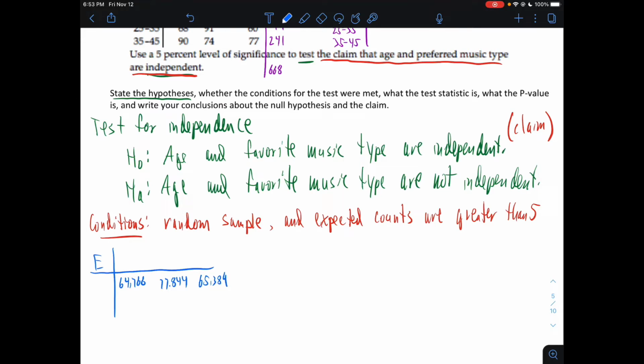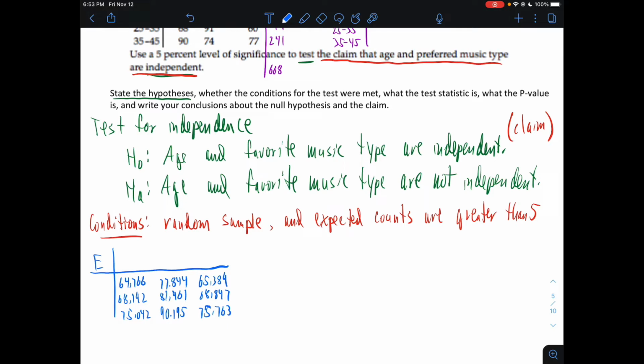The next row, 68.192. I'm just copying these from the answer key. The next one, 81.961. And the third one, 68.847. And then finally the third row, 75.042, 90.195, and then 75.763. What you can expect on the exam is I'm not going to make you fill in all of them, but I will leave some blank spaces, and you will have to find those yourself, just to make sure that we understand how those calculations work.